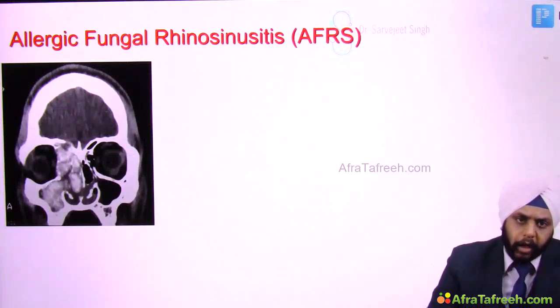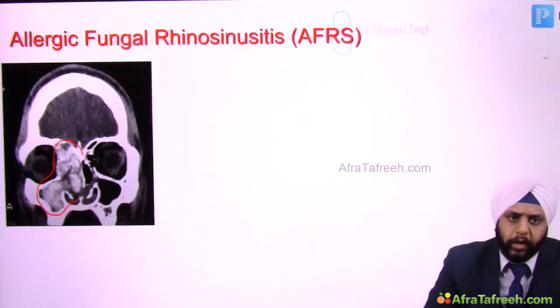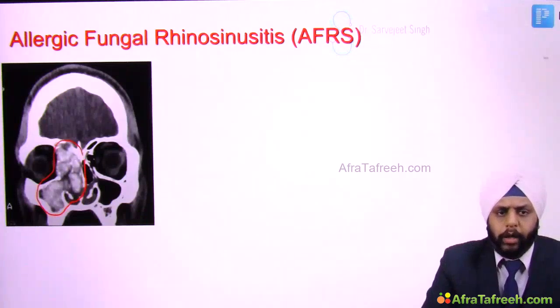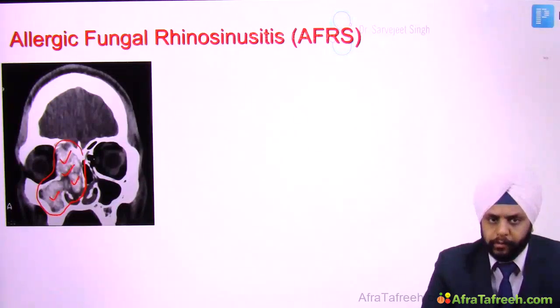I'm just trying to show you over here, this we have discussed in the fungal. So you see over here, it is again a unilateral disease, but you can see the densities, it is a heterogeneous mass both in the nasal cavity and the maxillary sinus, right?